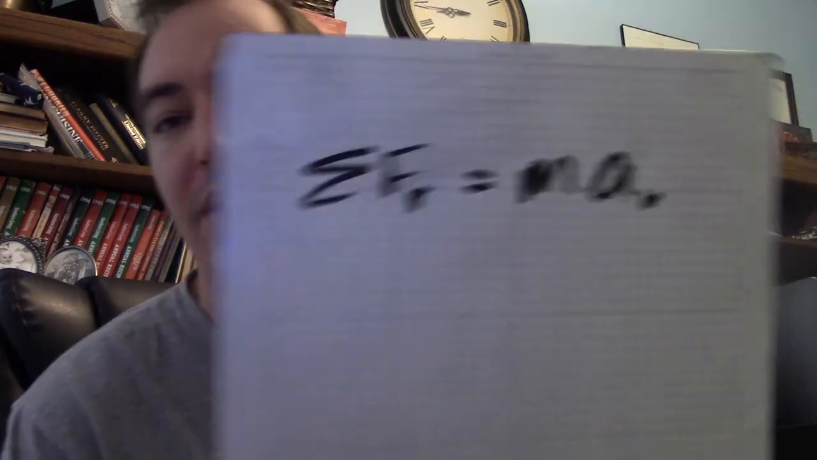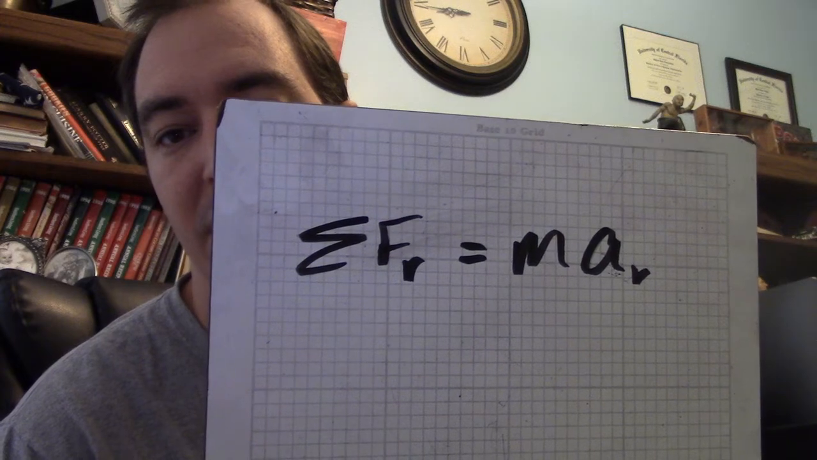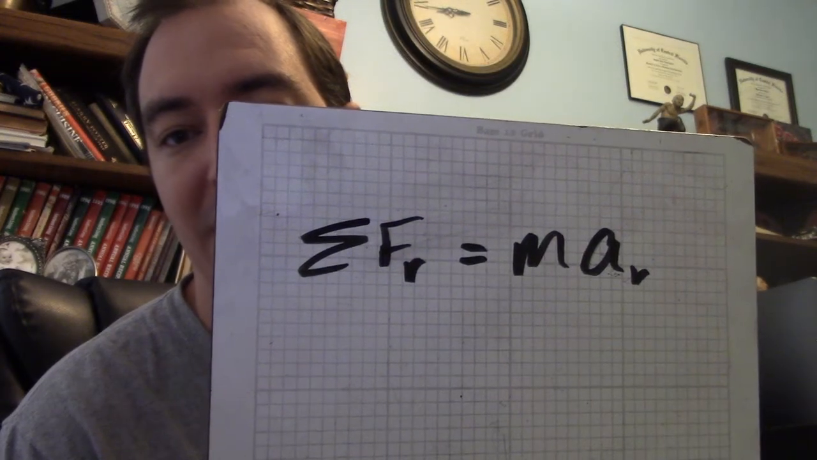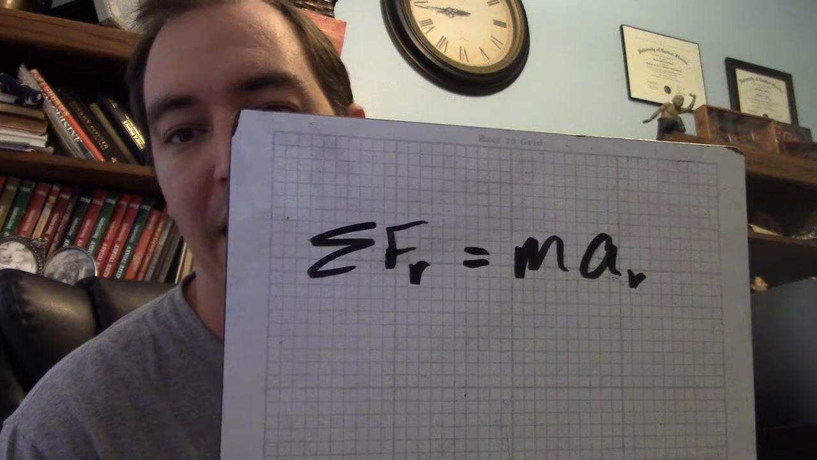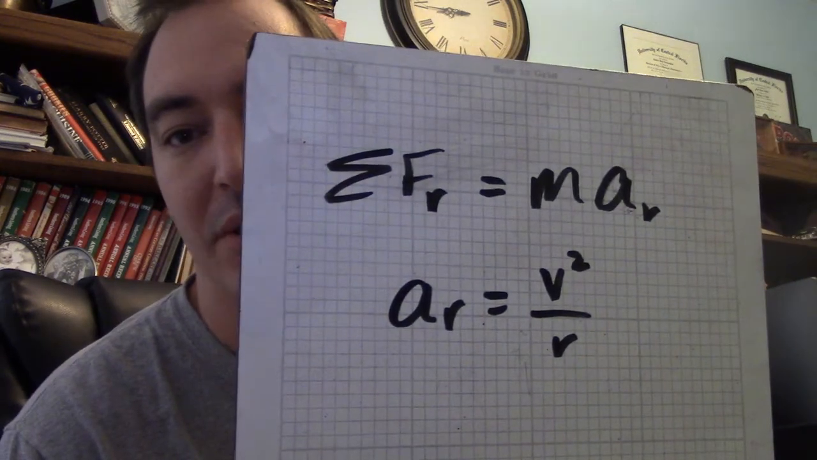The sum of my radial forces is equal to my mass times my radial acceleration. That one's really easy. Again, that's the same thing as saying F equals ma, except now our a has a different definition. Cool? So we have a different definition for our acceleration, and that one is also pretty straightforward and easy. It is going to be velocity squared over my radius.